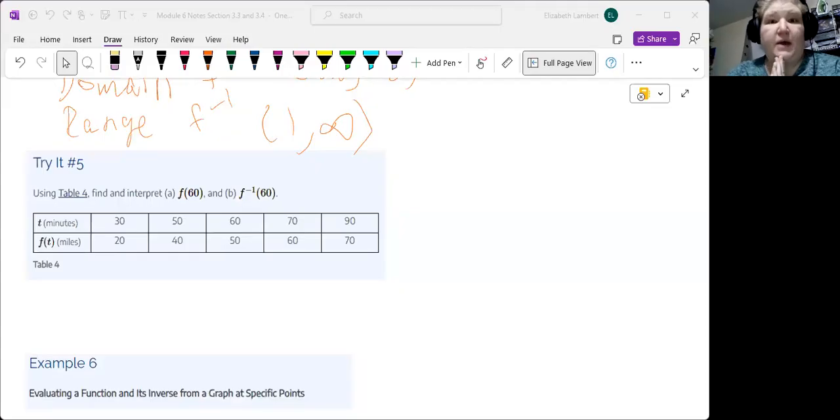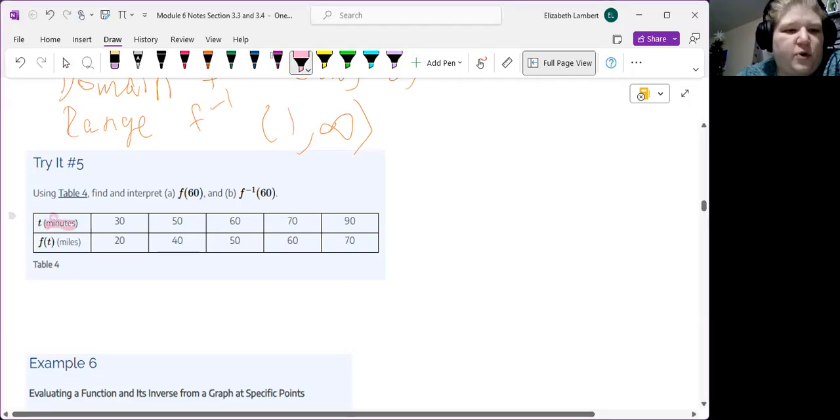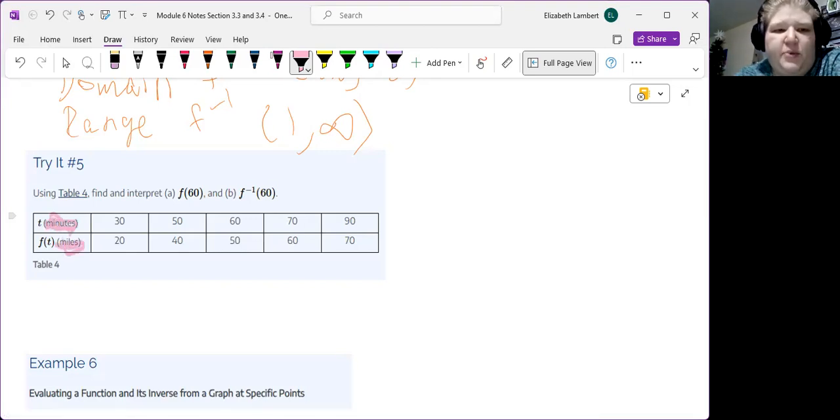All right, here we are back for part 2 of section 3.3. So here we have a table and they're asking us to interpret two different things. And then down here, they actually added a context for us. So our input for the function is minutes. Our output is a number of miles.